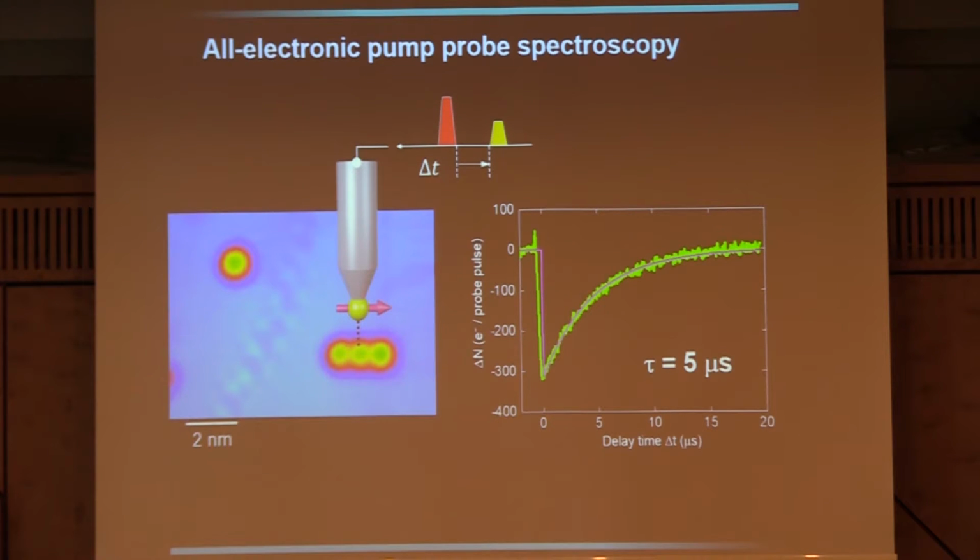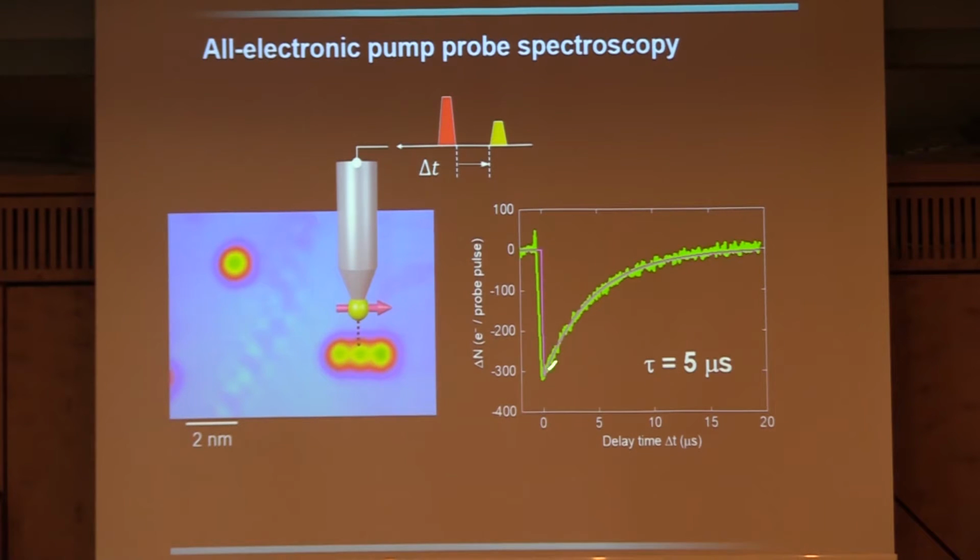All right, so this is a quick way of saying we can take the methods used by optical pump probe spectroscopy and transfer them into the STM by using electrical pulses instead of optical pulses. And then this is the pump probe spectrum of this iron trimer. So right around 0, when the pump pulse hits, we see that the spin signal, or the spin polarized current, drops and then recovers over the course of a few microseconds back to its original value.